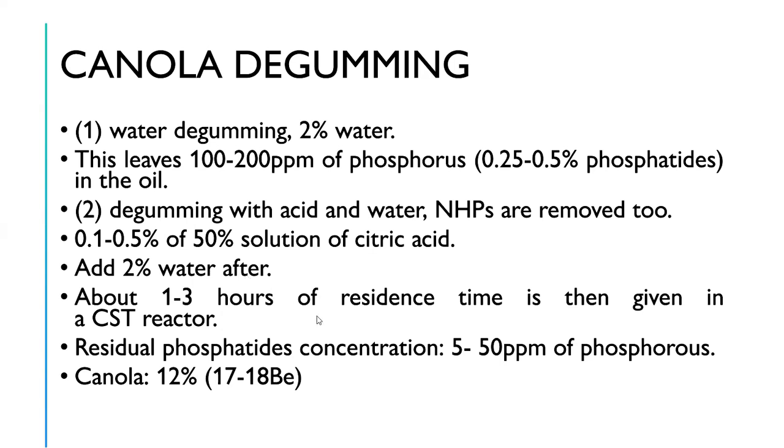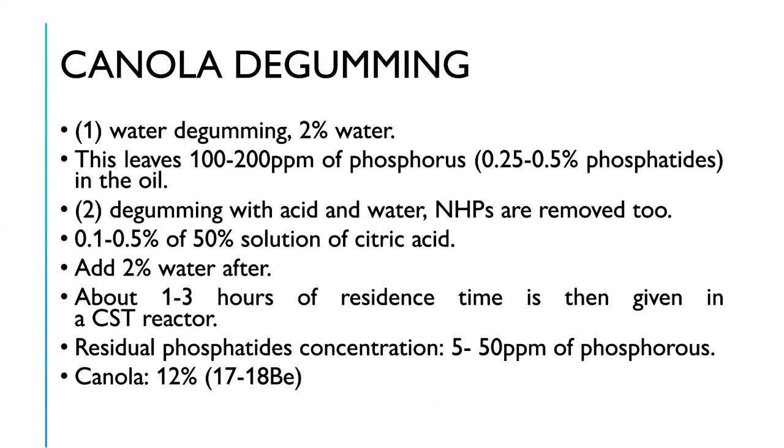About 1 to 3 hours of residence time is then given in the continuous stirred tank reactor, or the neutralizer. Sometimes you can combine the acid and water degumming, which means you first put in acid, agitate for some time, then stop agitation, add hot water, and let your solution settle for some time. Then you can drain the gums beneath and leave your oil on top when doing batch processing. Residual phosphorus concentration is between 5 and 50 ppm.